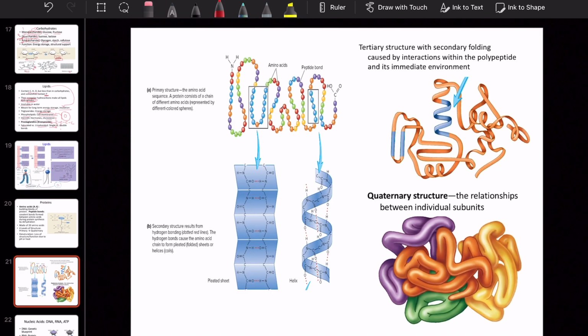So this is the primary structure of the protein. It's like a pearl on a string. Each one can be a different amino acid. Then it can be a secondary structure, a pleated sheet or a helix coiled around like this. Then the third one is the tertiary structure, folding interaction within the polypeptide chains. They have some interaction between certain regions.